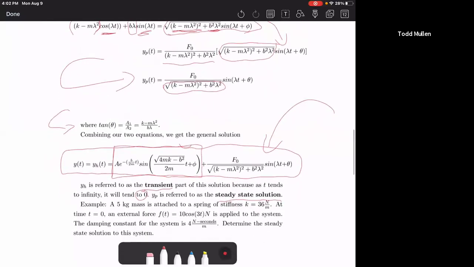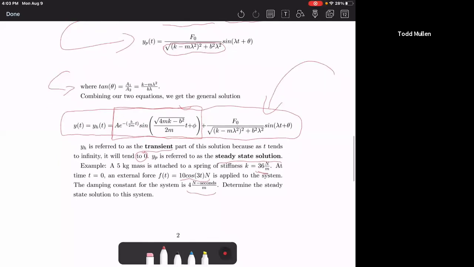Okay, now we'll do an example. A 5 kilogram mass is attached to a spring of stiffness constant 36 newtons per meter. At time t equals 0, an external force of 10 cos 3t newtons is applied to the system. The damping constant for the system is 4 newton seconds per meter. Determine the steady state solution to this system. So it's not asking for the entire solution, it's only asking for the steady state, so not the transient part.